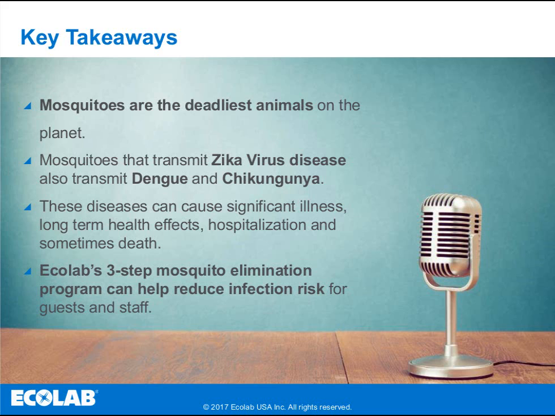All right, so here's an overview of some of the key takeaways from today's session. First off, mosquitoes are one of the deadliest animals on this planet. They have the ability to transmit viruses such as Zika virus, as well as dengue and chikungunya. These diseases can cause significant illness, long-term health effects, and hospitalization, which in some cases can even result in death. Ecolab has developed a three-step mosquito program that can help reduce your risk of infection and reduce your risk of mosquito bites for you, your guests, and your staff.